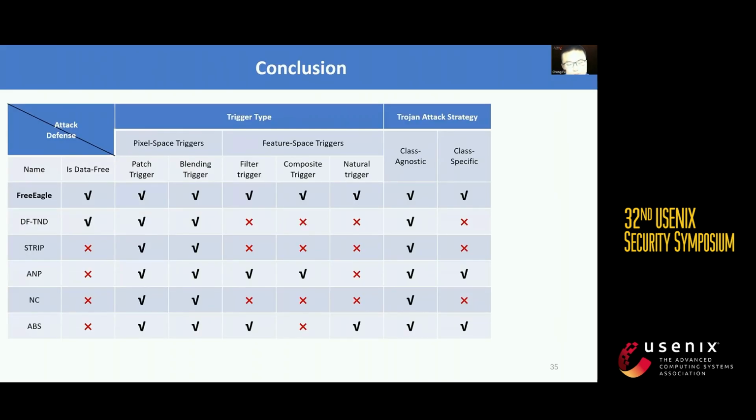To draw a conclusion, we propose the first data-free Trojan detector that is able to detect complex neural Trojans, which even outperforms some non-data-free Trojan detectors.